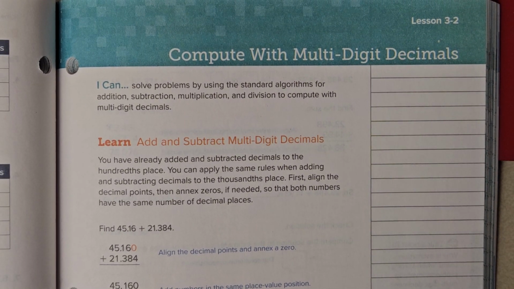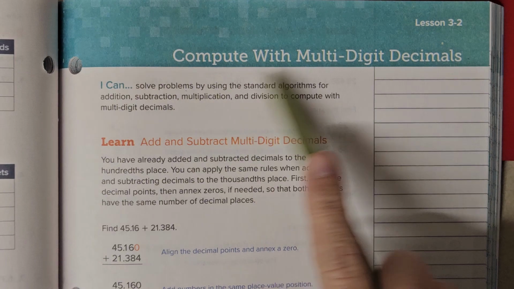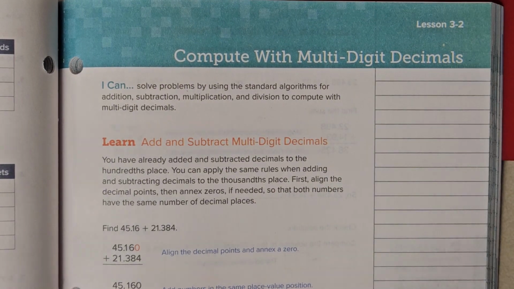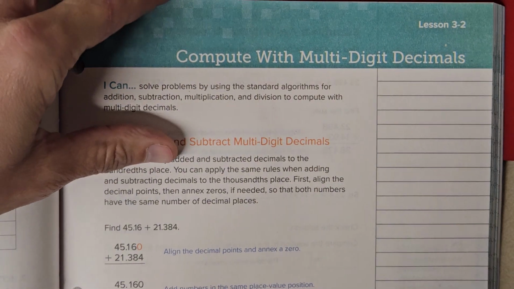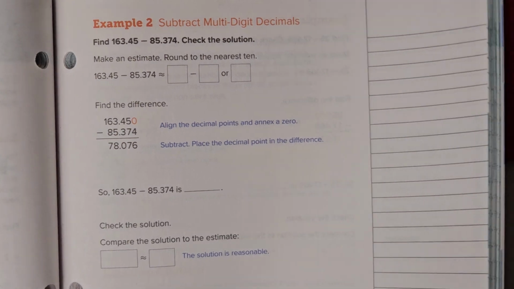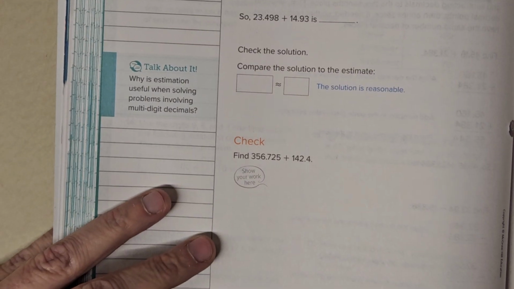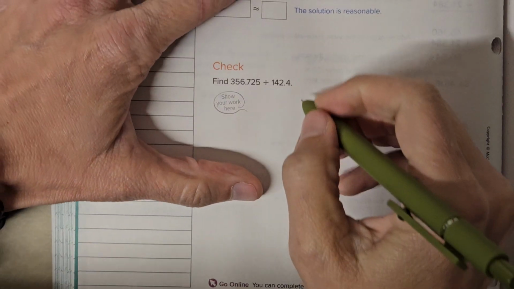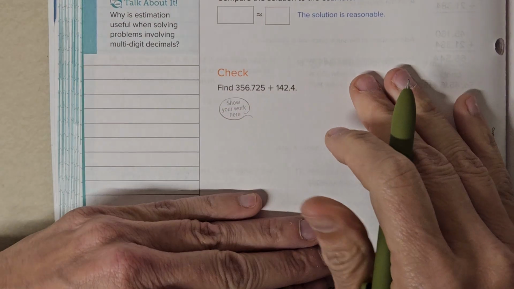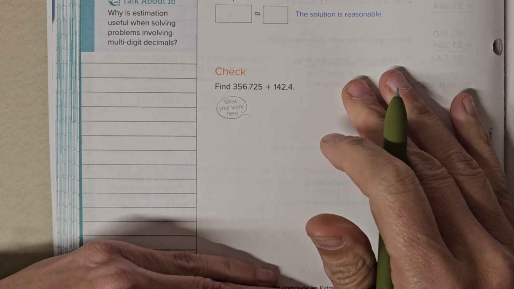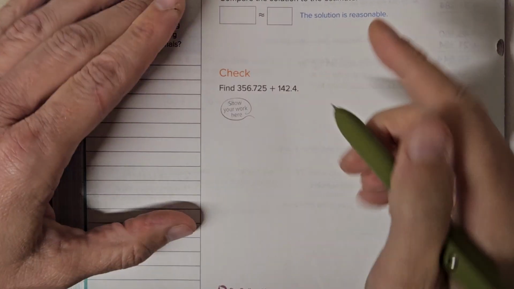Morning. Lesson 3-2, compute with multi-digit decimals. All right, here we go. We're going to skip that page. You can read that one on your own. We're going to do some checks today. Do this vertical. When you add and subtract decimals, do it vertically. Trust me.